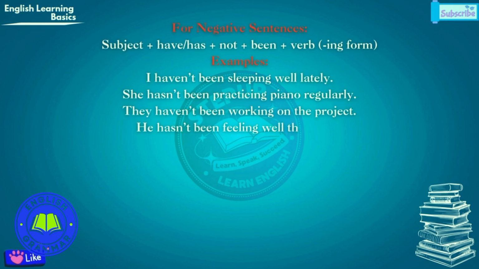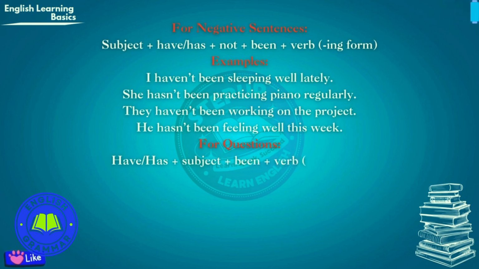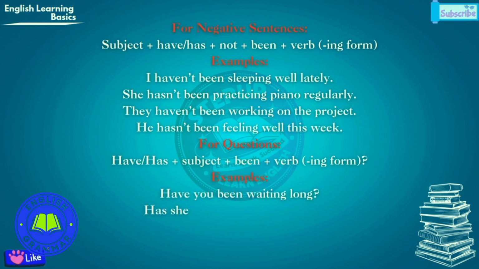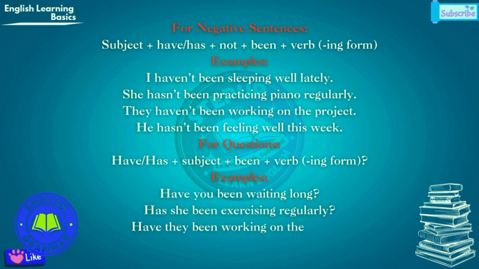For questions: have/has plus subject plus been plus verb-ing form. Examples: Have you been waiting long? Has she been exercising regularly? Have they been working on the report? Has he been cooking all morning?